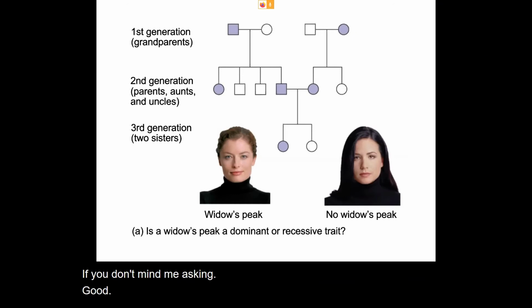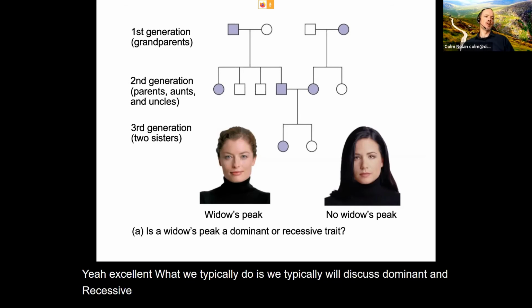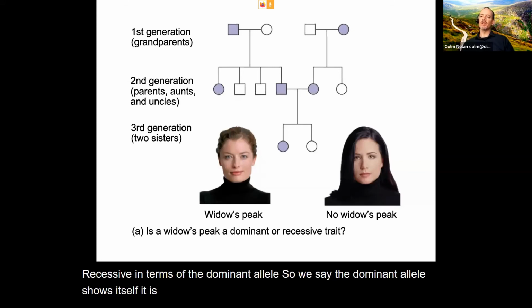Yep, excellent. What we typically do is discuss dominant and recessive in terms of the dominant allele. So we say the dominant allele shows itself. It is expressed. It appears in the phenotype anytime it is present.